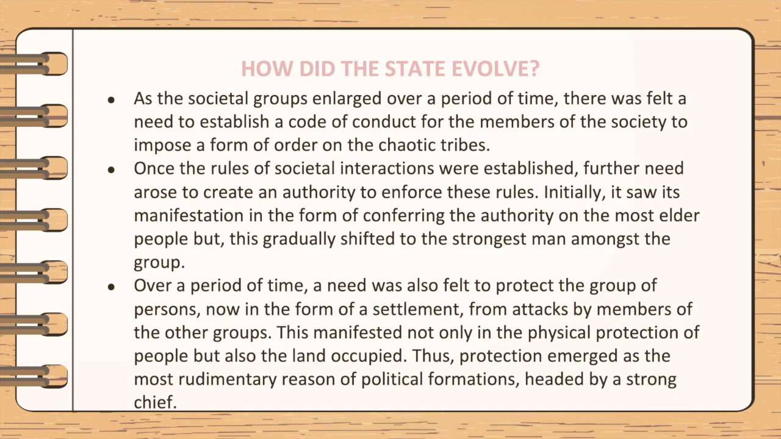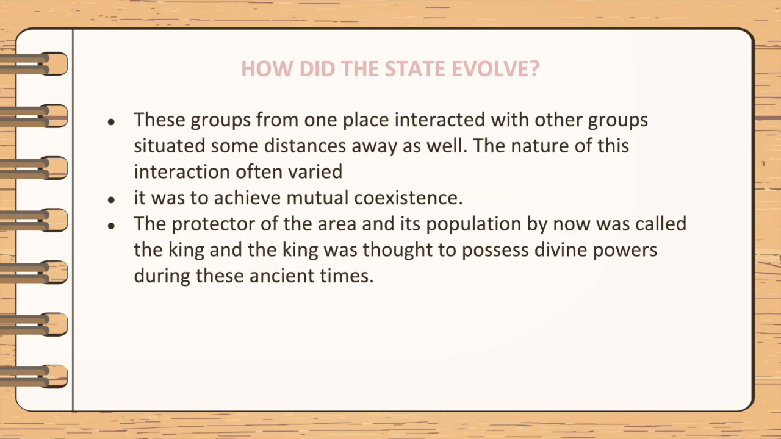This manifested not only in the physical protection of people but also land occupied. Thus, protection emerged as the most rudimentary reason of political formation, headed by a strong chief. So these groups from one place interacted with other groups situated some distance away as well. The nature of this interaction often varied. It was to achieve mutual coexistence.